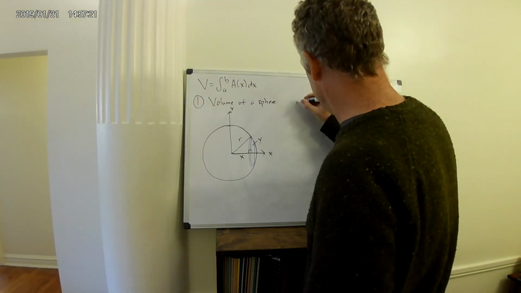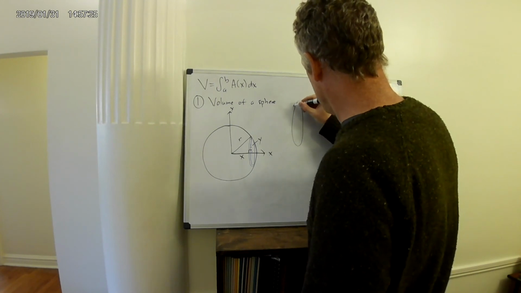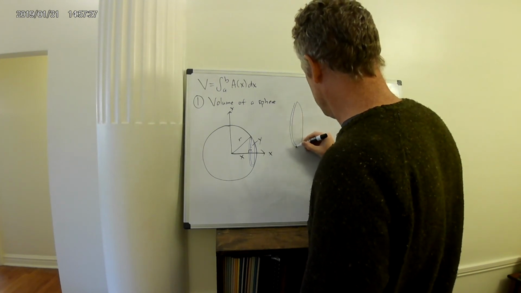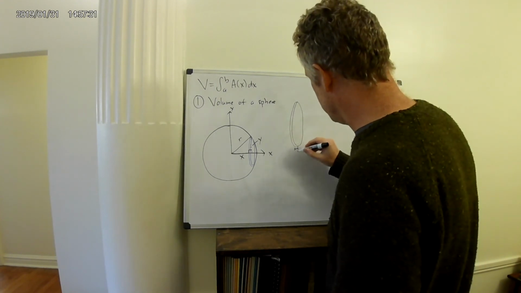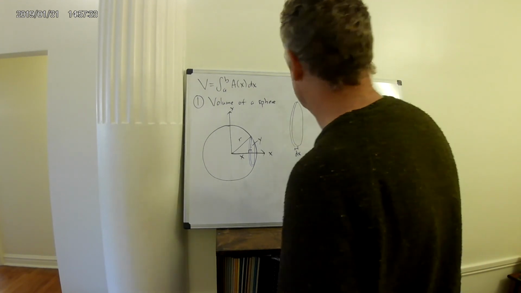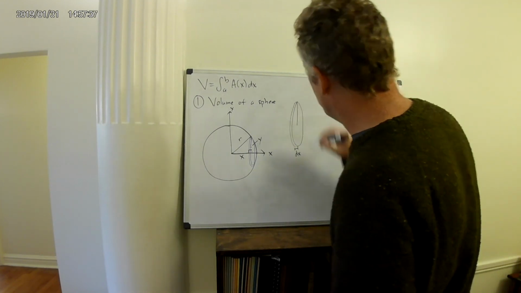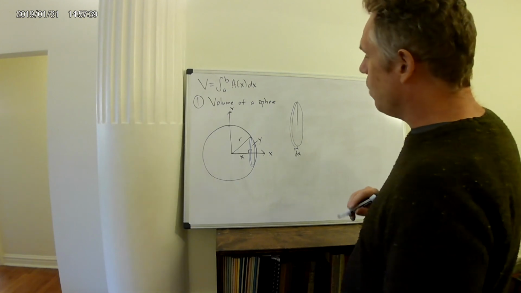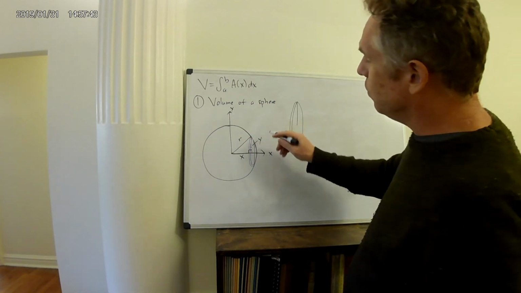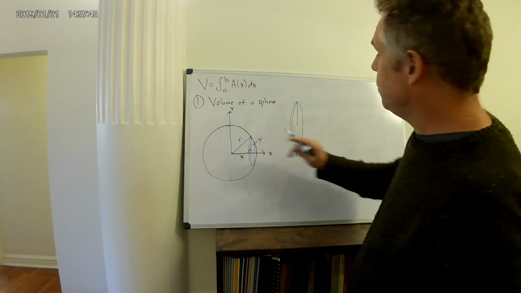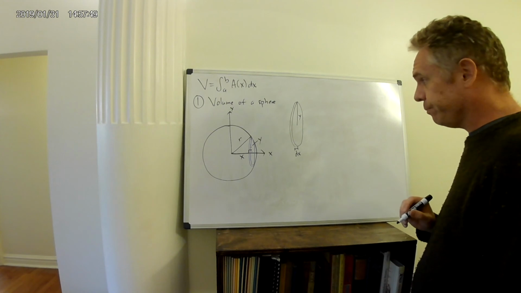So now let's just zoom in on this disk. We have a disk that looks like this. And I'm not a great artist, as you guys will see. But this is our disk. It has a thickness of dx, okay. And this disk has a radius. What is the radius of this disk? Well, that's different than the radius of the sphere. The radius of this disk is equal to the height here, right, is equal to y. So the radius of this disk is y.